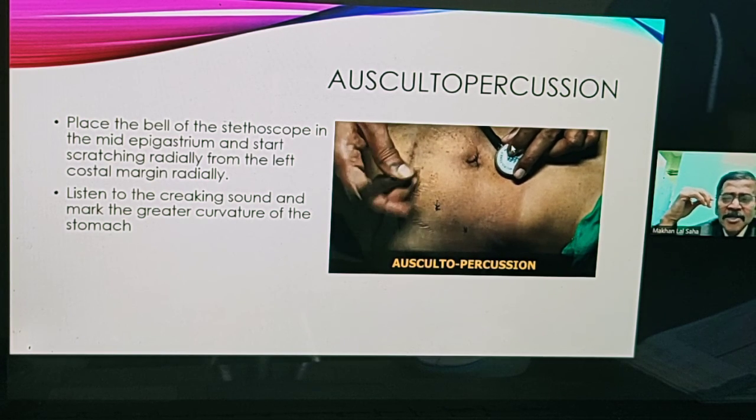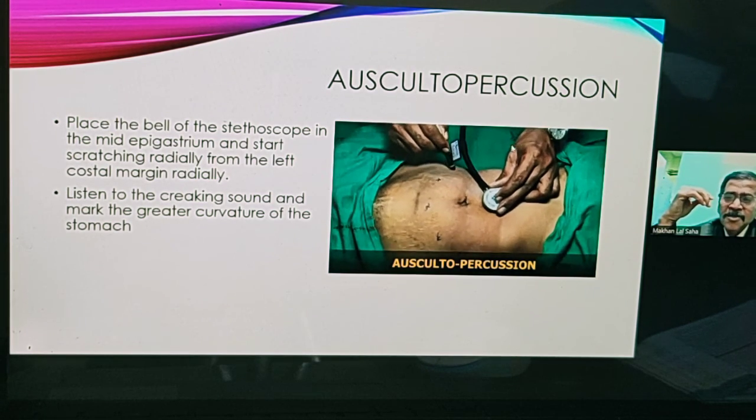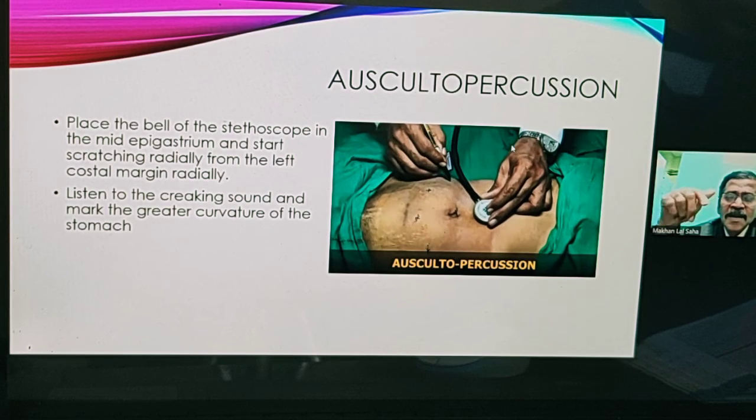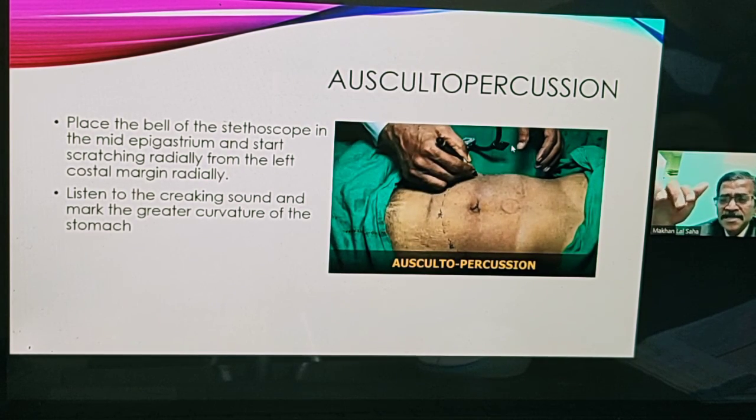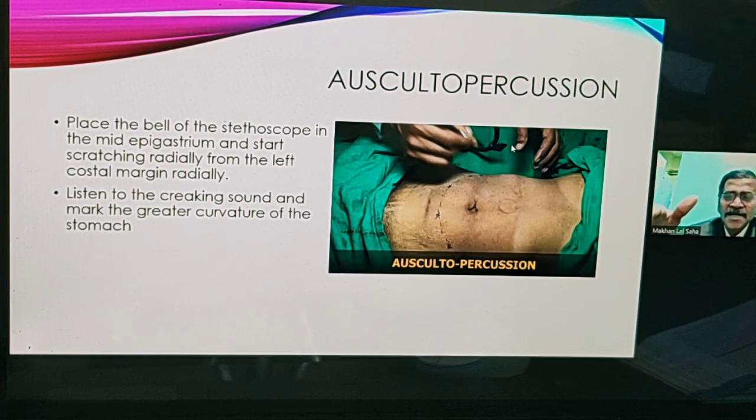Normally, the greater curvature of the stomach is above the umbilicus. So as you keep on scratching, you can appreciate the greater curvature. So this is the greater curvature in this patient. This clearly demonstrates that this patient has a distended stomach. The greater curvature is running below the umbilicus.